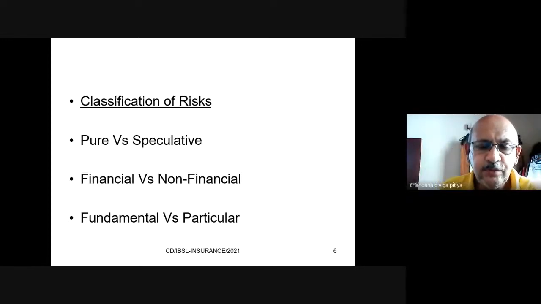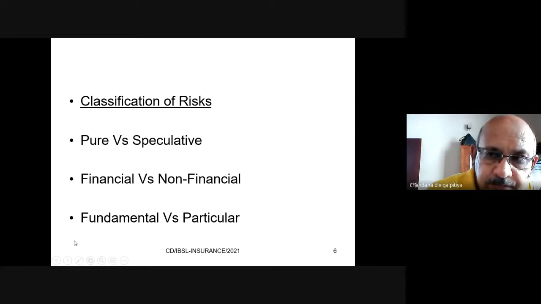Only thing is, I need to give you some definitions, not big ones, small definitions, in case you get some question in the exam, so you know how to answer. Classification of risk has three elements: 1, 2, and 3. Put a dash here.